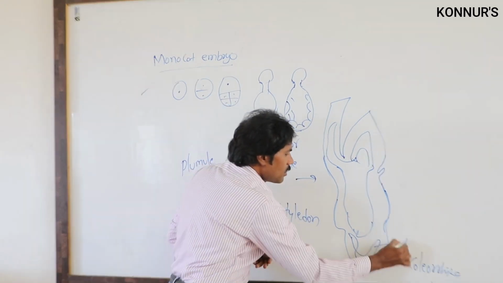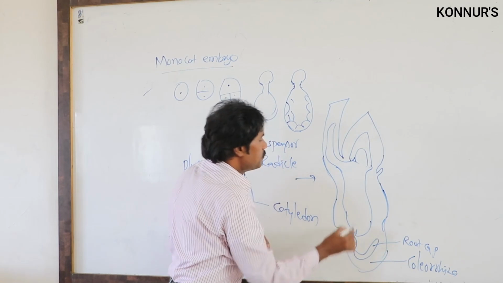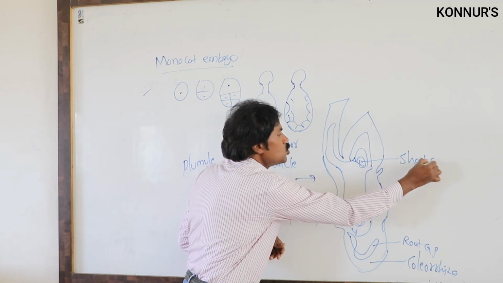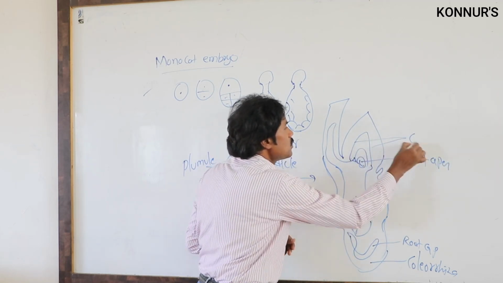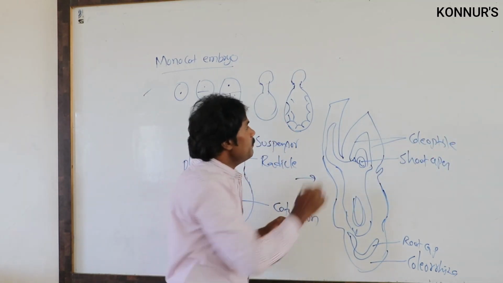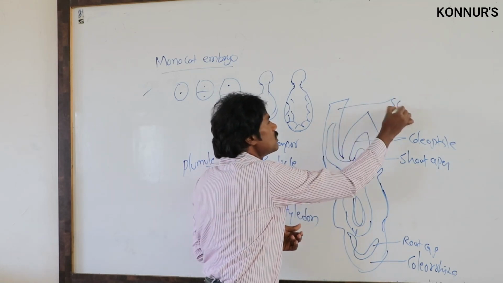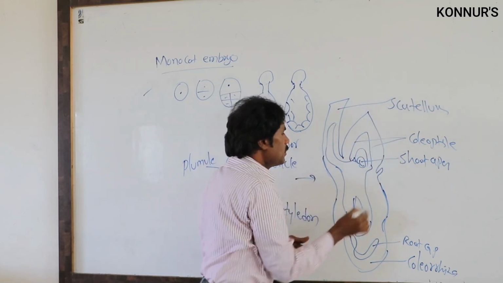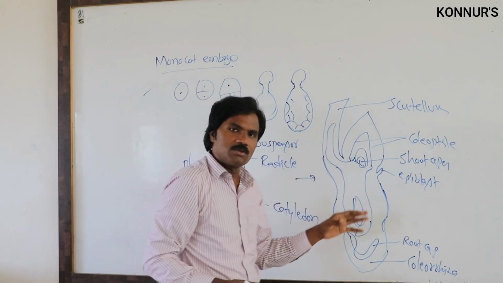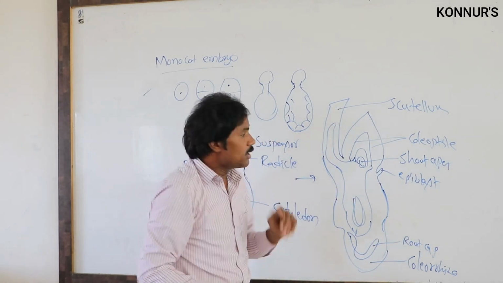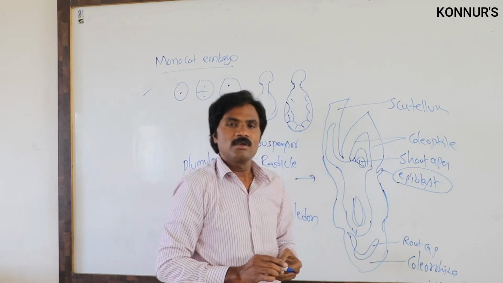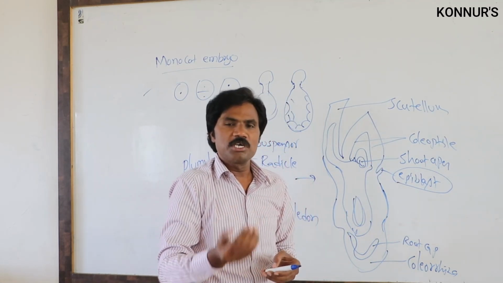Here, very important: the coleorhiza, then the root cap, then the shoot apex, the coleoptile. This is the scutellum. This is the epiblast. In our textbook they have also given this. What is the function of the epiblast? It helps in the differentiation of germ layers.